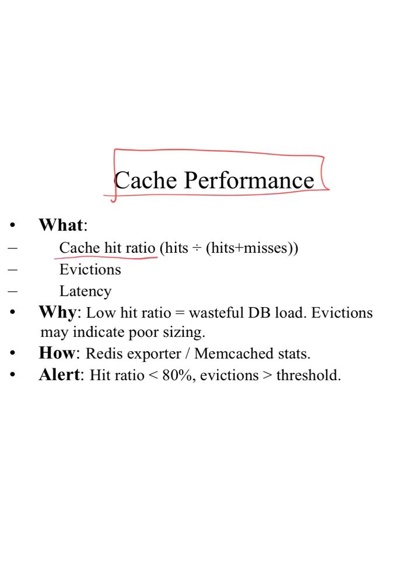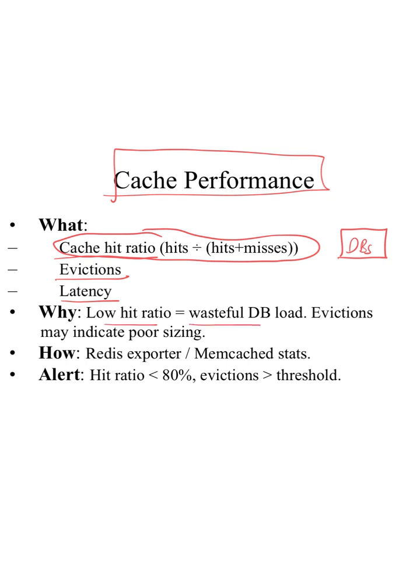What is the cache hit ratio? That means how many times your cache is successfully hit, right? What are the evictions? How much is the latency of your cache, right? If cache hit ratio is quite bad, that means your architecture is not right. All the requests are going to databases which are choking your system, right? And you should do something. Low hit ratio means wasteful DB load.